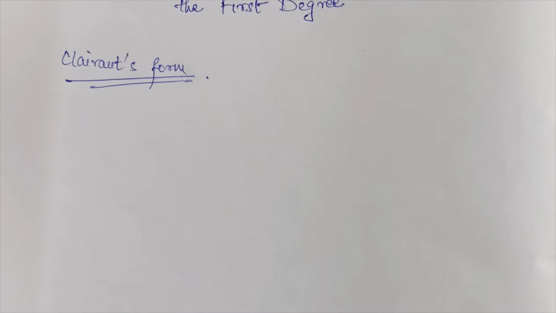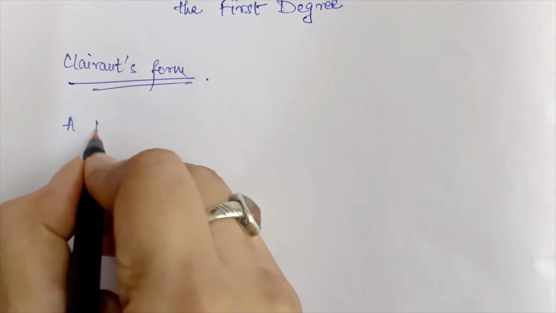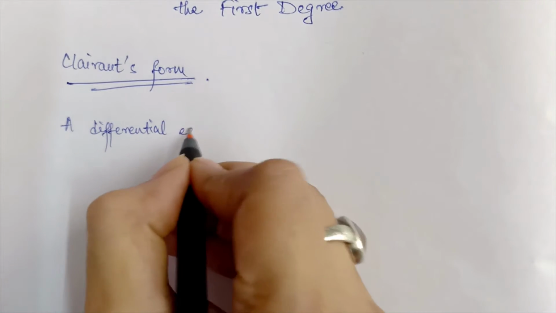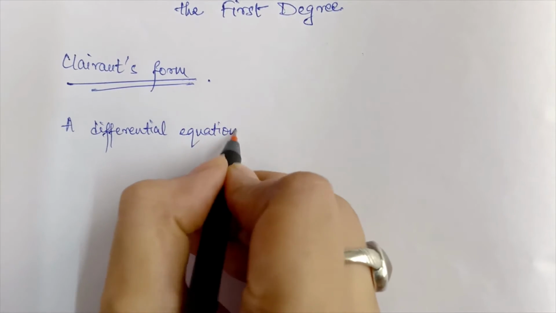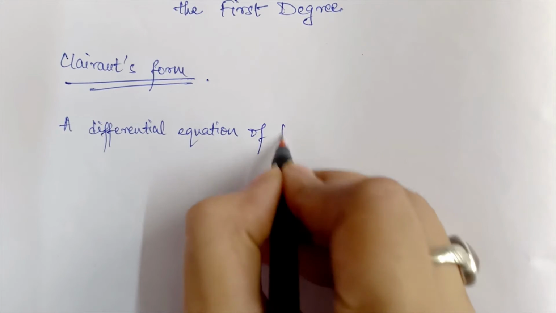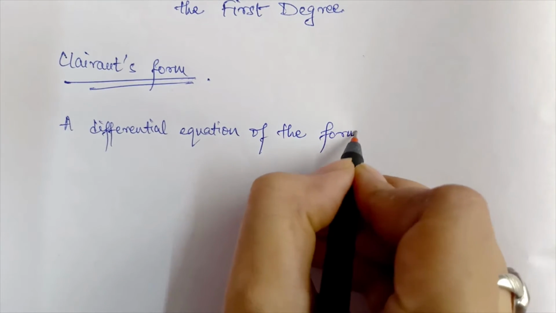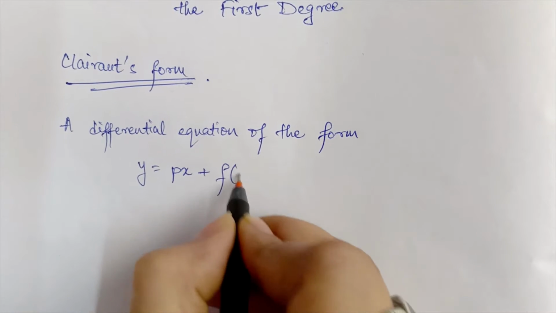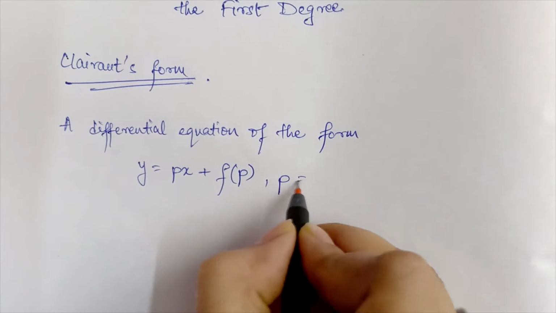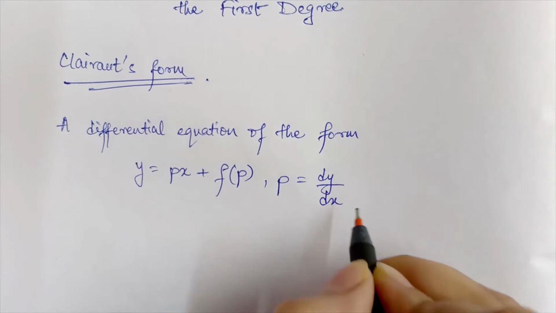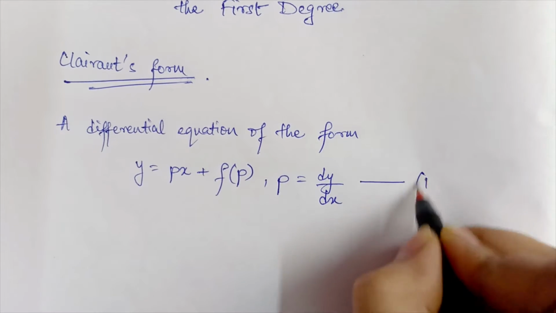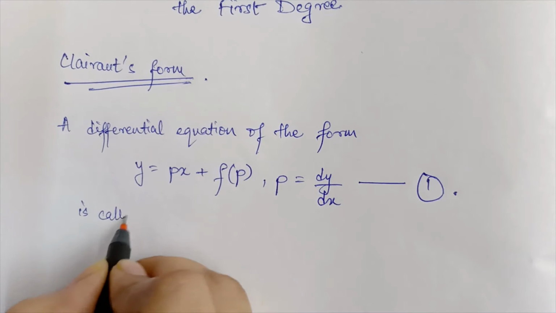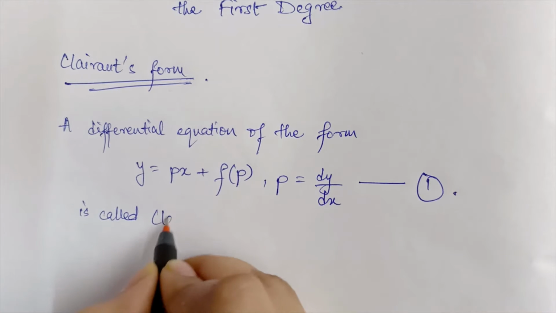So what is Clairaut's equation? A differential equation of the form y equals px plus f of p, where p equals dy by dx. We name this equation 1. This is called Clairaut's equation.